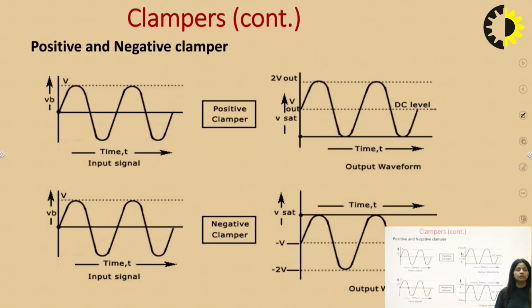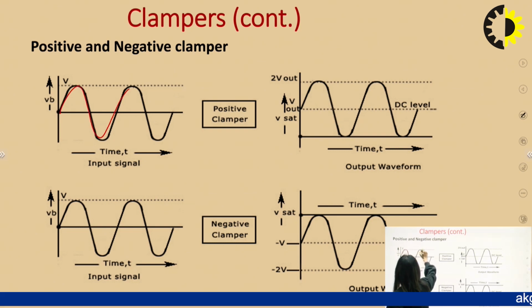Now we should understand more about the clamping circuit. There are 2 types of clamping circuits. First is the positive clamper and the second one is the negative clamper, right? Now for the positive clamper circuit, this is the input waveform. This is the input waveform. Okay, so this is the 0 axis.